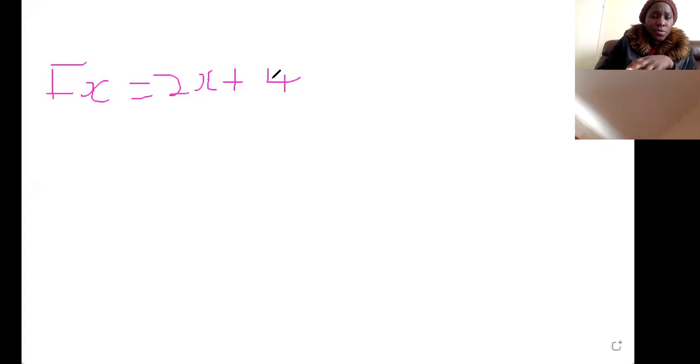So here you have two terms, 2x and plus 4. That's your constant, right? So in some cases, you could also have three terms. So I'll change the pen to red. It could be f of x.